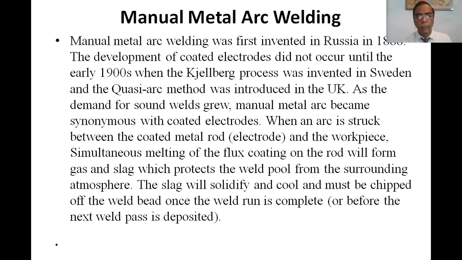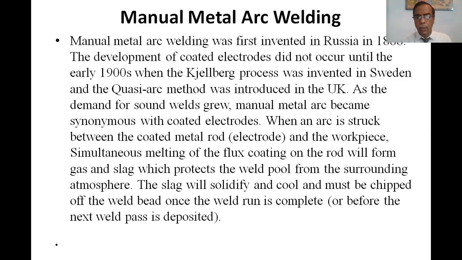Manual metal arc welding was first invented in Russia in 1888. The development of coated electrodes did not occur until the early 1900s, when the Kjellberg process was invented in Sweden and the Quasi-arc method was invented in the UK. As the demand for sound welds grew, manual metal arc became synonymous with coated electrodes.